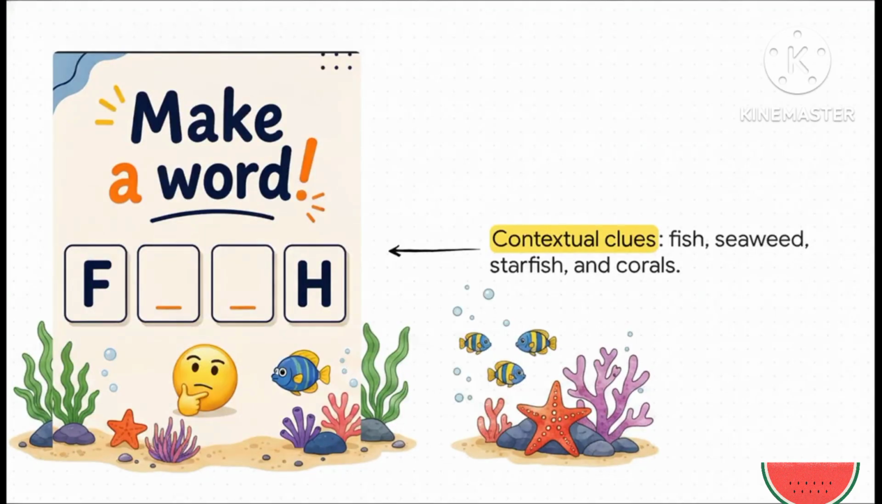Notice that bright blue and yellow striped fish on the right? See the green seaweed, the vibrant orange starfish down there, the purple coral, the sand resting at the bottom, and even those delicate little bubbles floating upward? These specific environmental details subtly, yet super powerfully, guide the learner's brain straight toward aquatic vocabulary. It naturally primes their neural pathways for words related to the ocean.